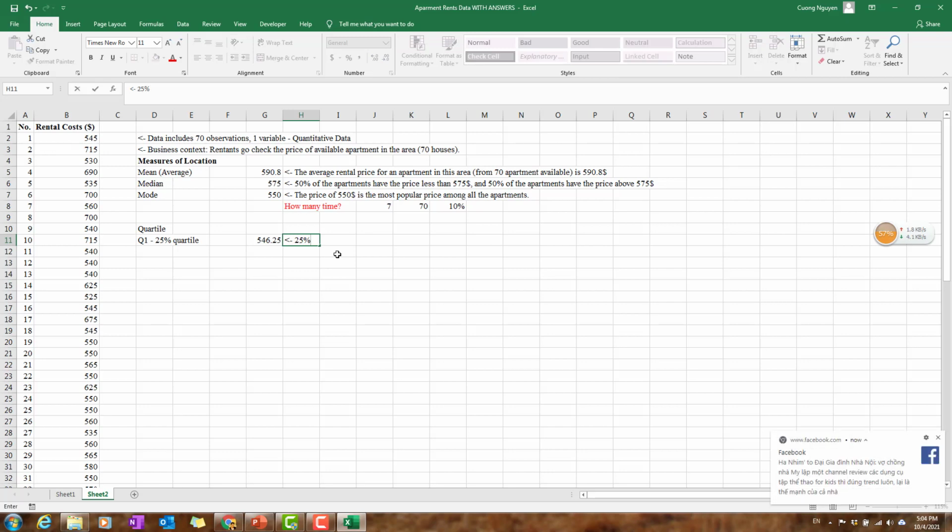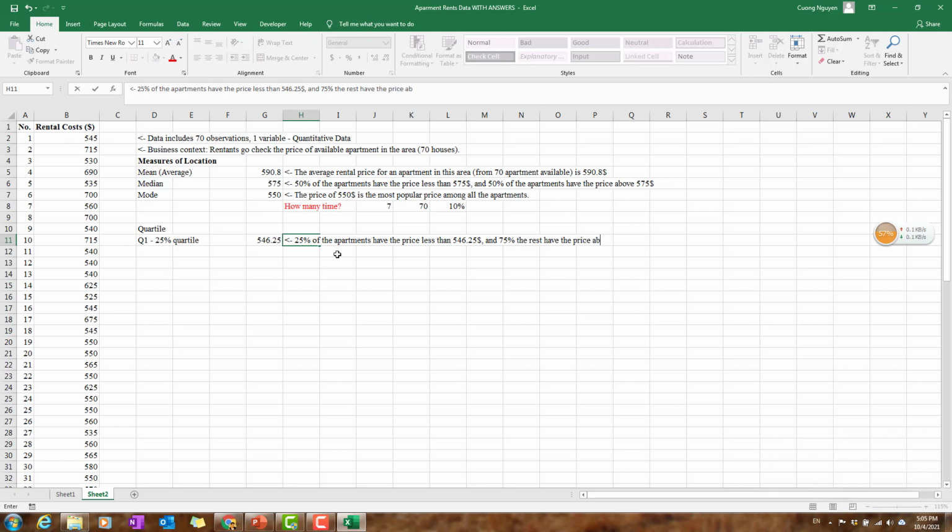25% of the apartments have a price less than $546.25, and the rest, 75%, have a price above $546.25. Okay, they are quite the same.